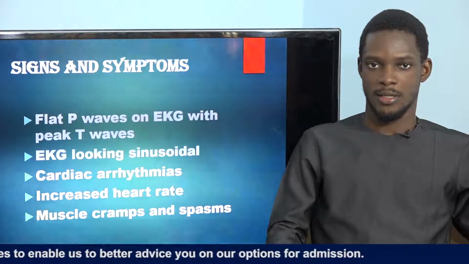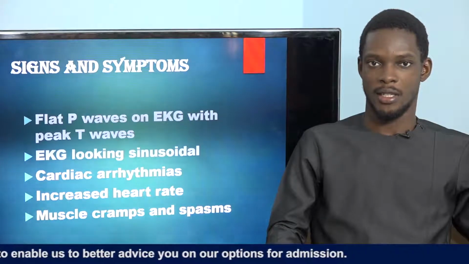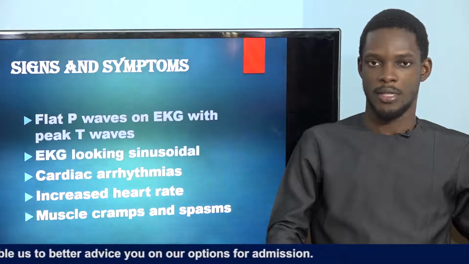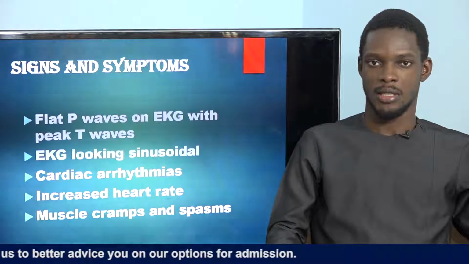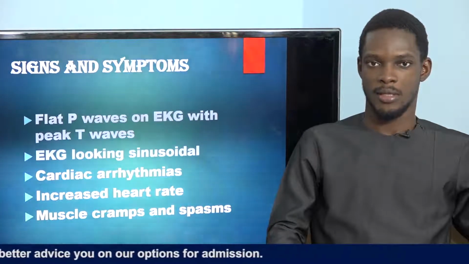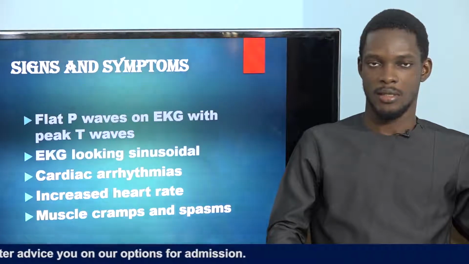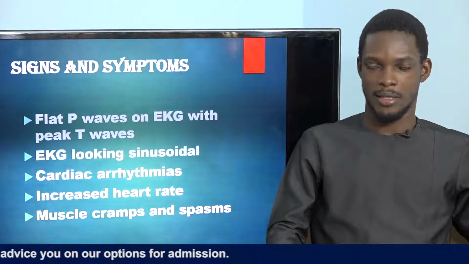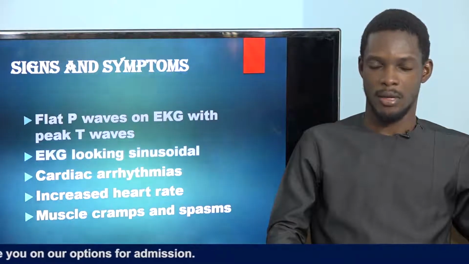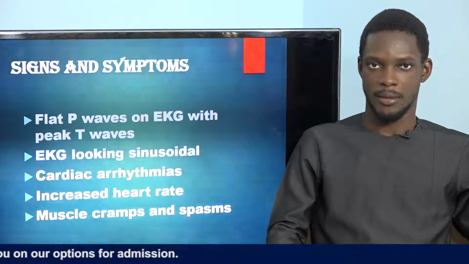Cardiac arrhythmias may also be observed in clients with hyperkalemia. Increased heart rate may also be seen in clients with hyperkalemia. Muscle cramps and spasms, because of the abundance of potassium in smooth muscle, may result in hyperkalemia.